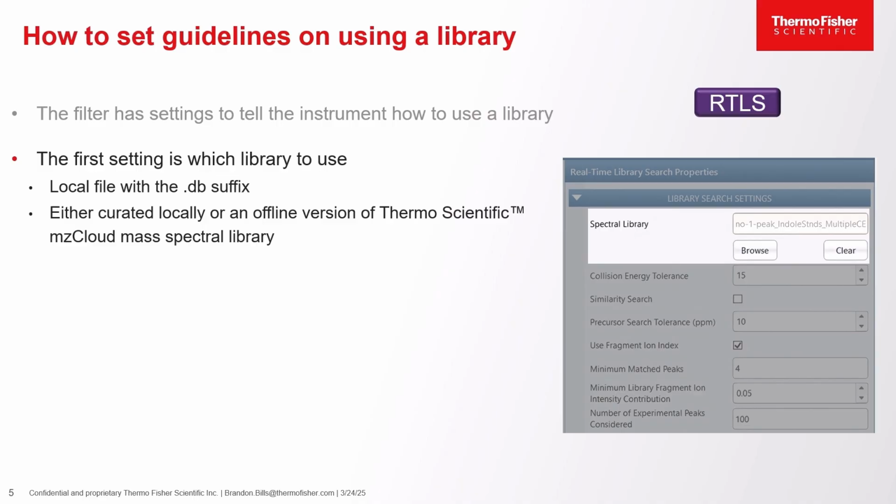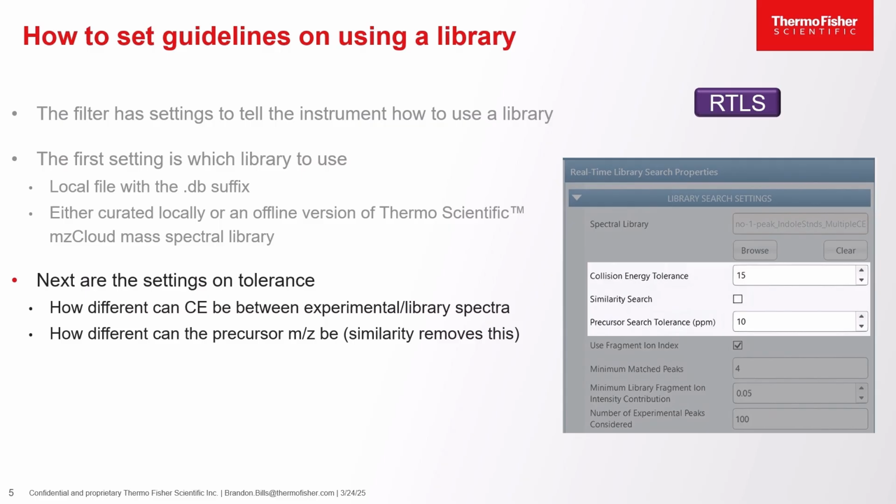At the top here is where you enter where locally the library is stored that you want to use. It's going to be a local file with a .db suffix. This is either something you've curated locally or an offline version of MC Cloud.